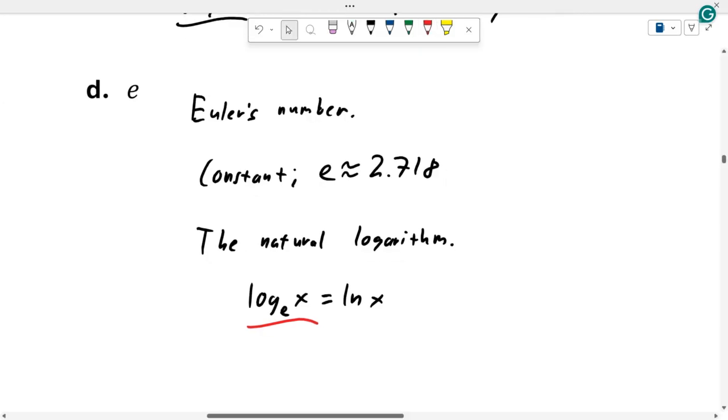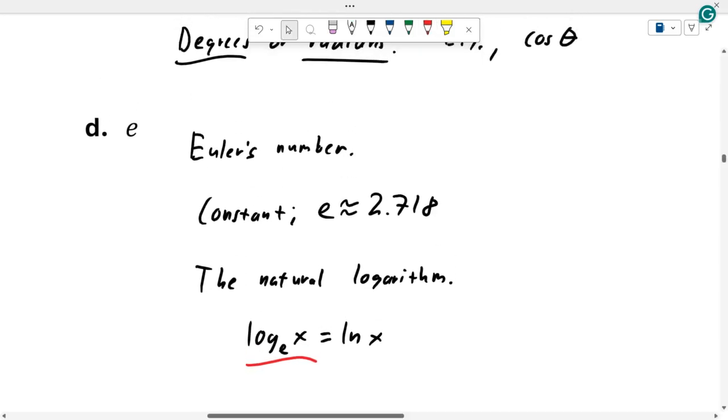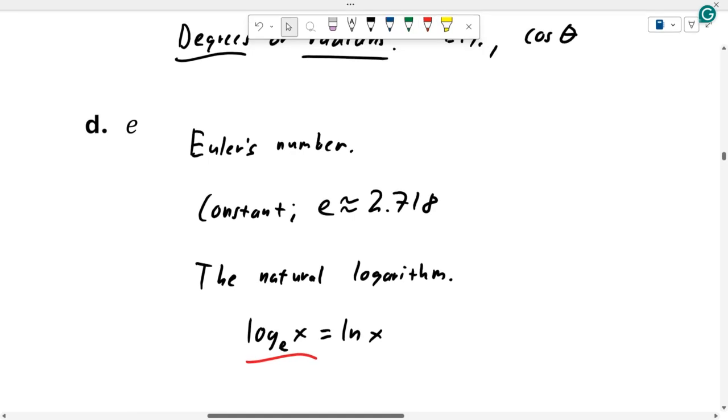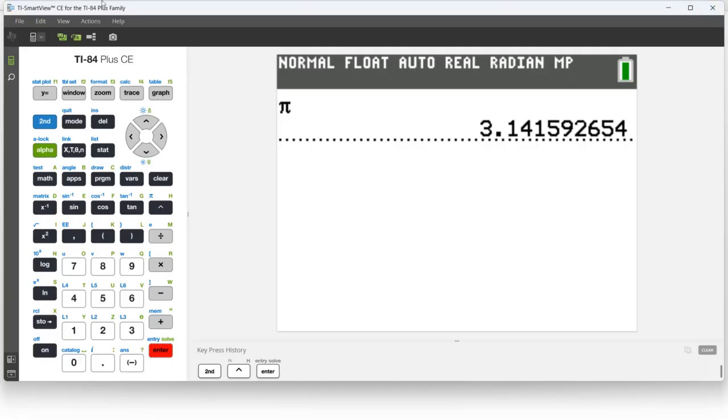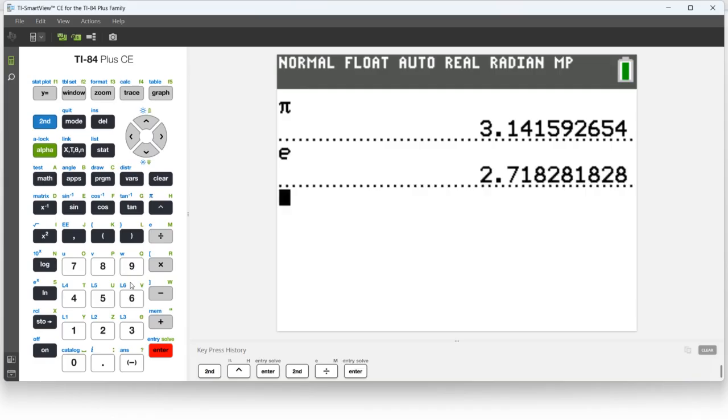Also, like pi, it is pre-programmed into your calculator. E is actually right below pi, above the division key, and it's right there, lowercase e. So if I press second divide, e pops up, and again, notice you got a pretty good approximation here, 2.718, et cetera, et cetera. So if you ever have to use e, it's right there.